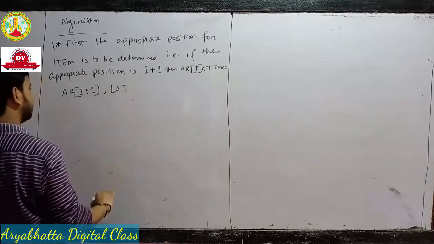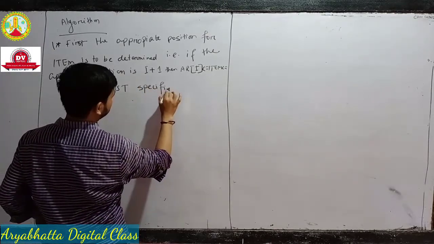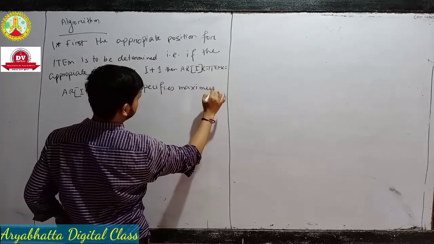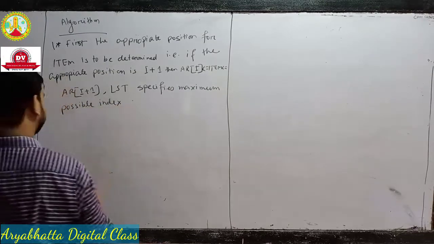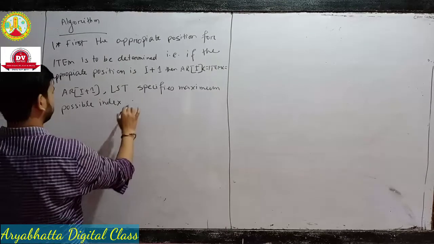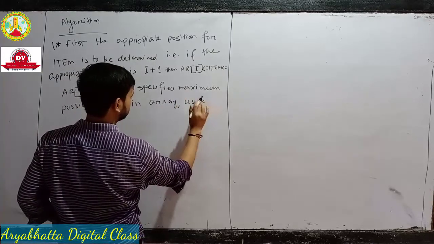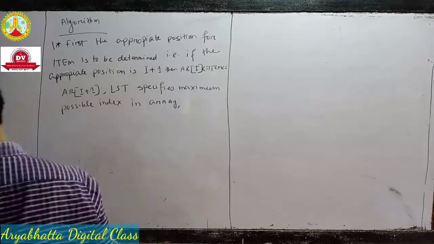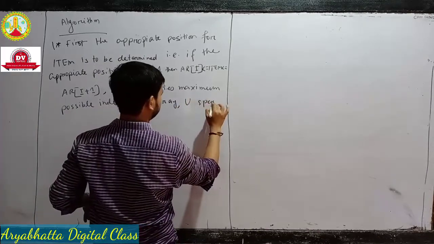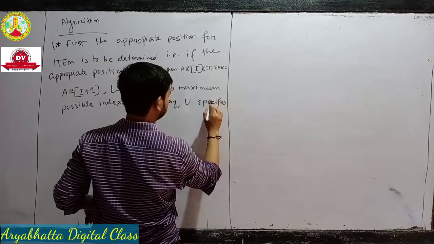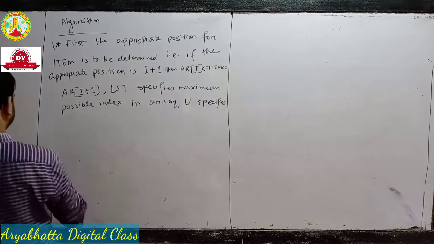LST specifies maximum possible index in array, and U specifies, U means upper bound, specifies index of last element in array.